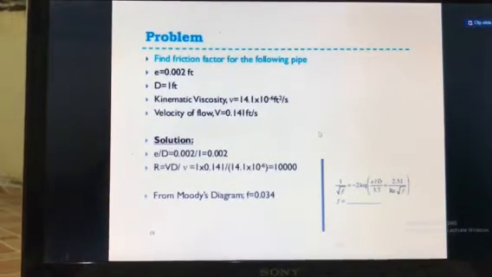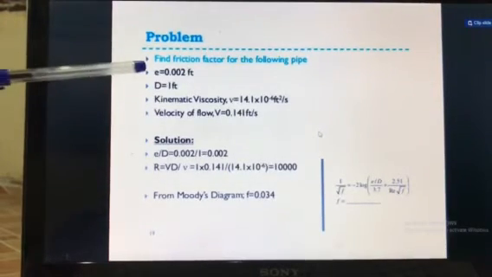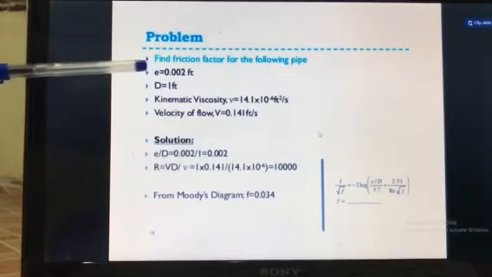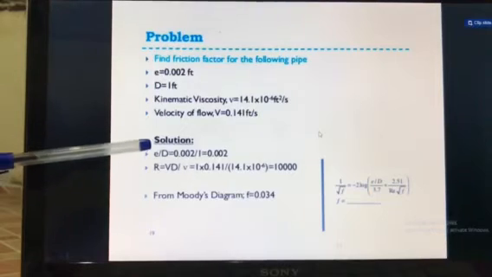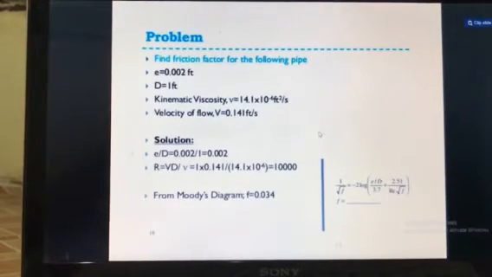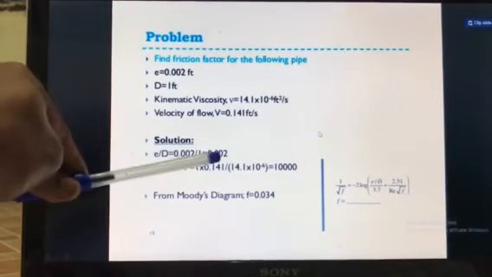From this given data, how do we find the friction factor? Here e, the absolute roughness, is given as 0.002 foot and the diameter D is 1 foot. From this you get the e by D ratio, which is the relative pipe roughness. From the Moody diagram, to find the friction factor we need this e by D ratio, and here it is 0.002.